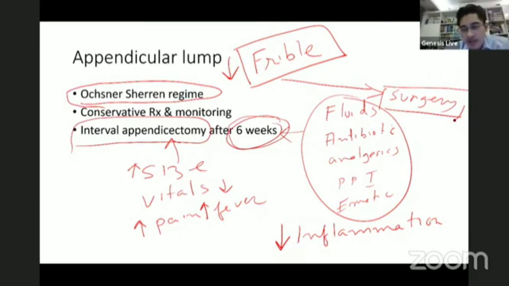So if you get an appendicular lump, you initially start conservative treatment with fluids, antibiotics, analgesics, PPI, antiemetics, and other things. You monitor the patient. What do you monitor? You monitor the size of the lump, the vital signs, pain, fever. If they are deteriorating, then you immediately go into an emergency appendicectomy. If they're stable or becoming better, then you wait for 6 weeks. And after 6 weeks, when the inflammation has subsided, then you do an interval appendicectomy. You can say appendectomy, appendicectomy, they're all correct.